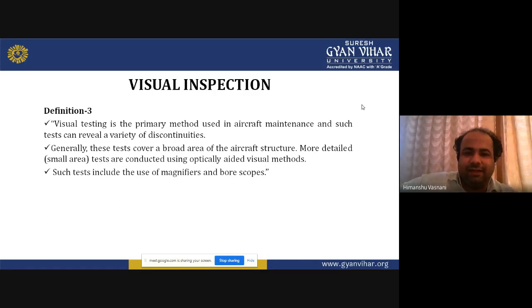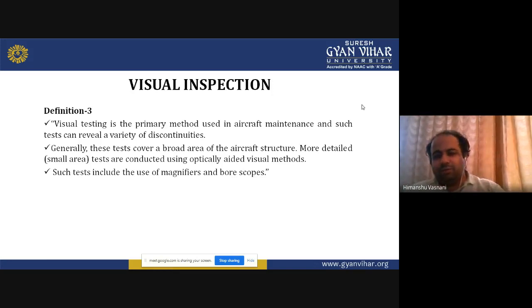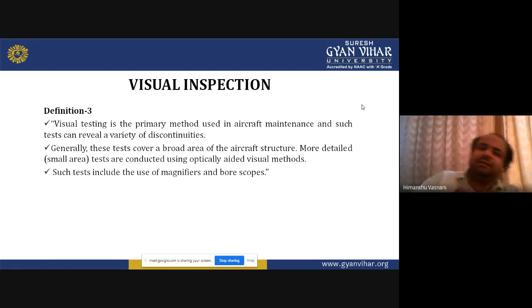a broad area of the aircraft structure, and that testing is done with the help of some instruments. The results of these instruments are also visualized with the help of a magnifier and borescopes. During maintenance time they check the surfaces. This is an example of an aircraft they have taken.